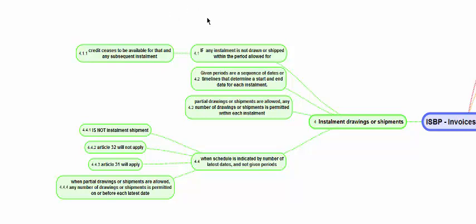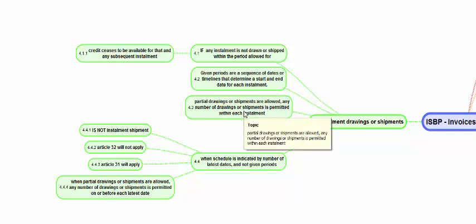This is installment shipment. Any installment not drawn or not shipped within the given period will make the LC not available for any further shipment, including that portion not drawn. Now, the given periods are sequences of dates or timelines that determine the start and end date for a period. When somebody says a shipment should be 100 units in January, it means 1st January to 31st January. 100 units in February means 1st February to 28th February or 29th February as applicable.